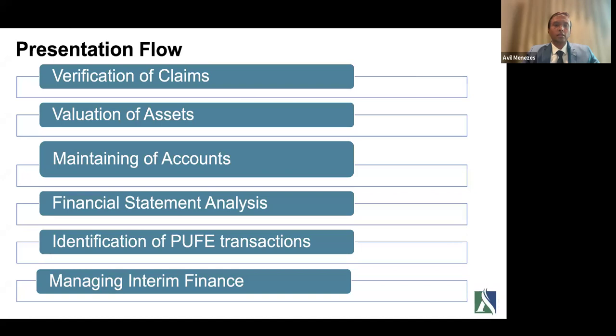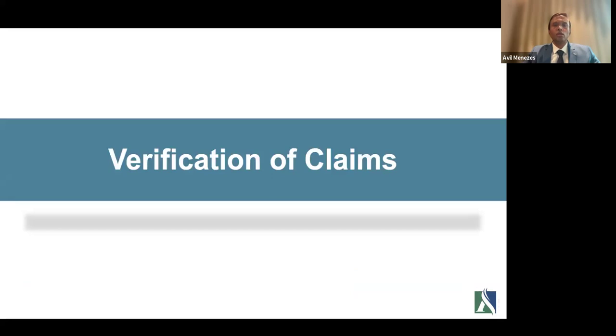Financial statement analysis. I'll briefly touch upon what exactly you see in the balance sheet of a distressed company. Identification of PUFE transactions: preferential, undervalued, fraudulent, and extortionate credit transactions. And these generally, as a bunch, are known as avoidance transactions or PUFE transactions. And therefore managing interim finance. So I'll come to the first part of the session, which is verification of claims.